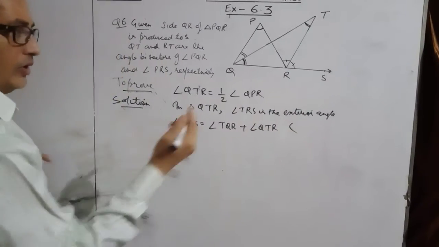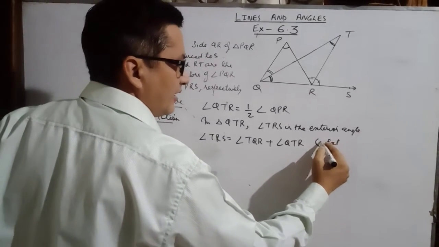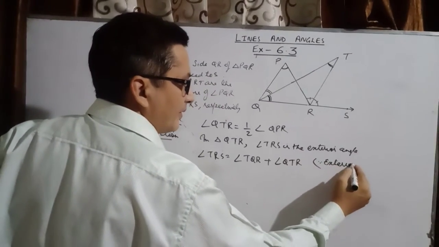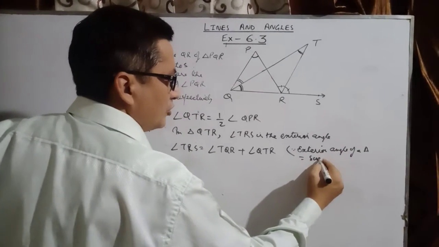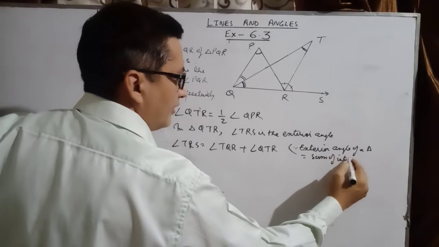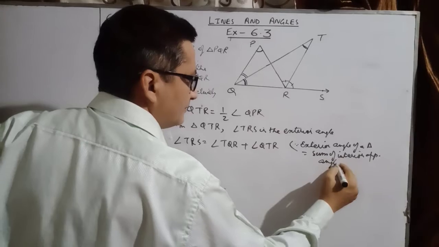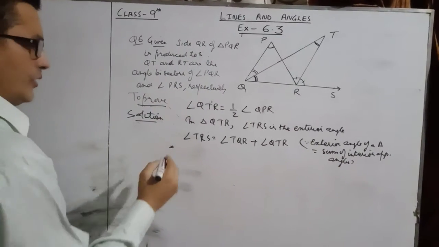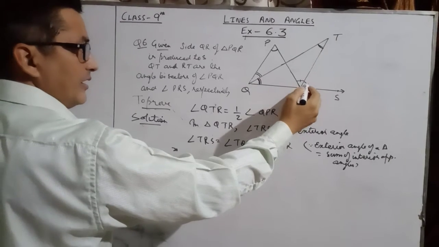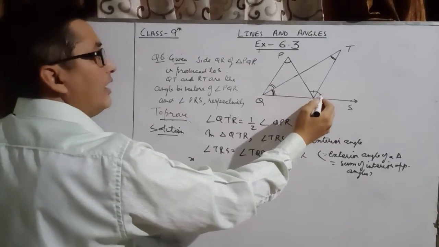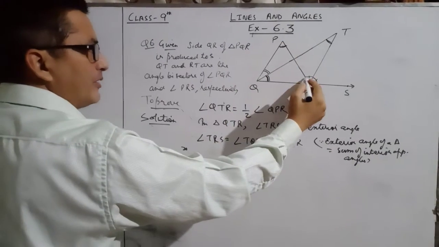Okay, so we can say which property? That the exterior angle of a triangle is equal to the sum of interior opposite angles. Now look here. But this TRS is half of this whole angle. Actually, we have to find this angle also. So to reach this point, we must know what this angle is.